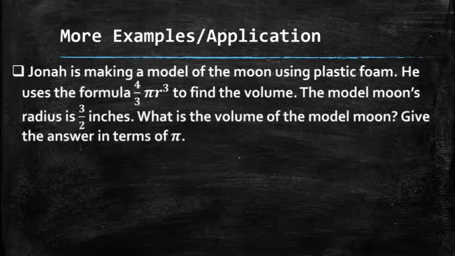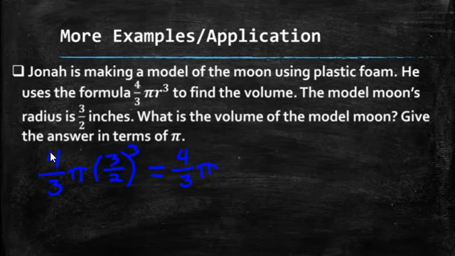So I need to take 4/3 times my pi and my radius. They said it was 3/2, and I have to cube that. So if I were to simplify this, I have 4/3 times pi. When I'm cubing it, I've got to cube the numerator. So 3 cubed is 27. 2 cubed is 8. And I can simplify this.